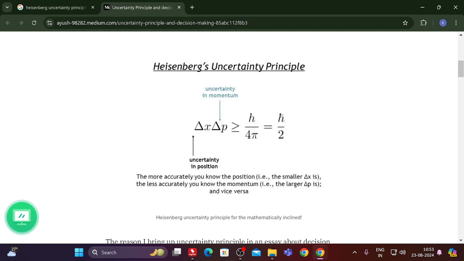H cross term I think you didn't study. What is H cross? H by 2 pi, nothing else. H cross. H with a cross. H cross.